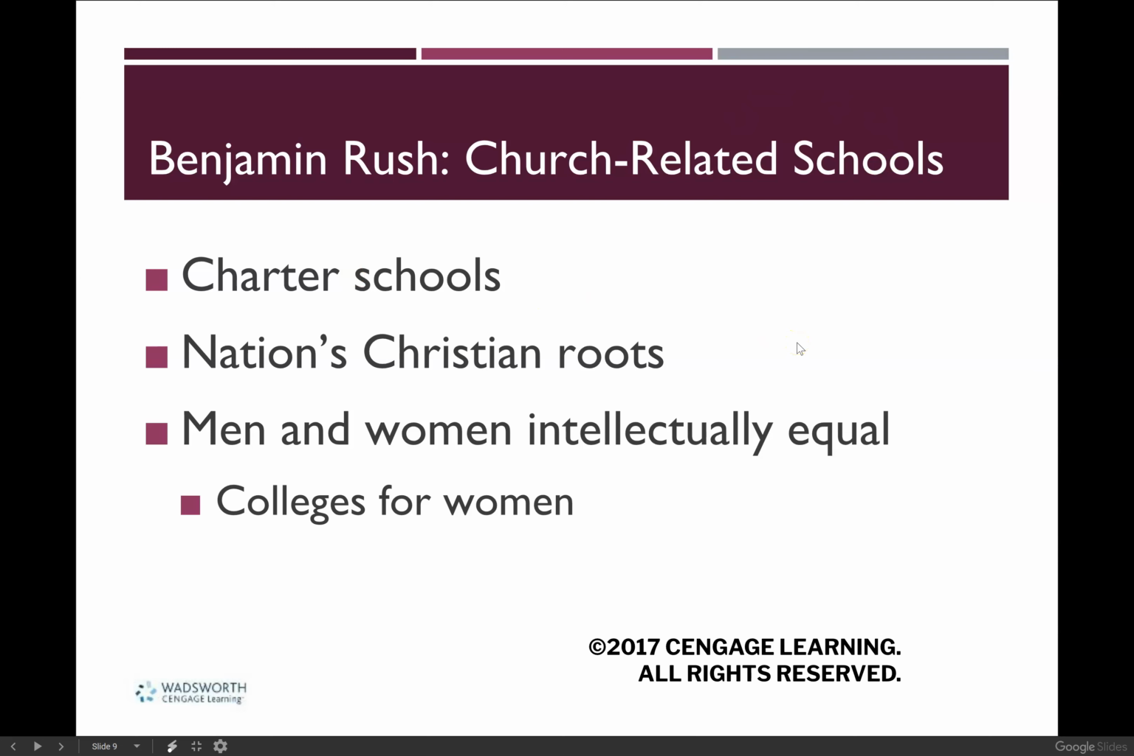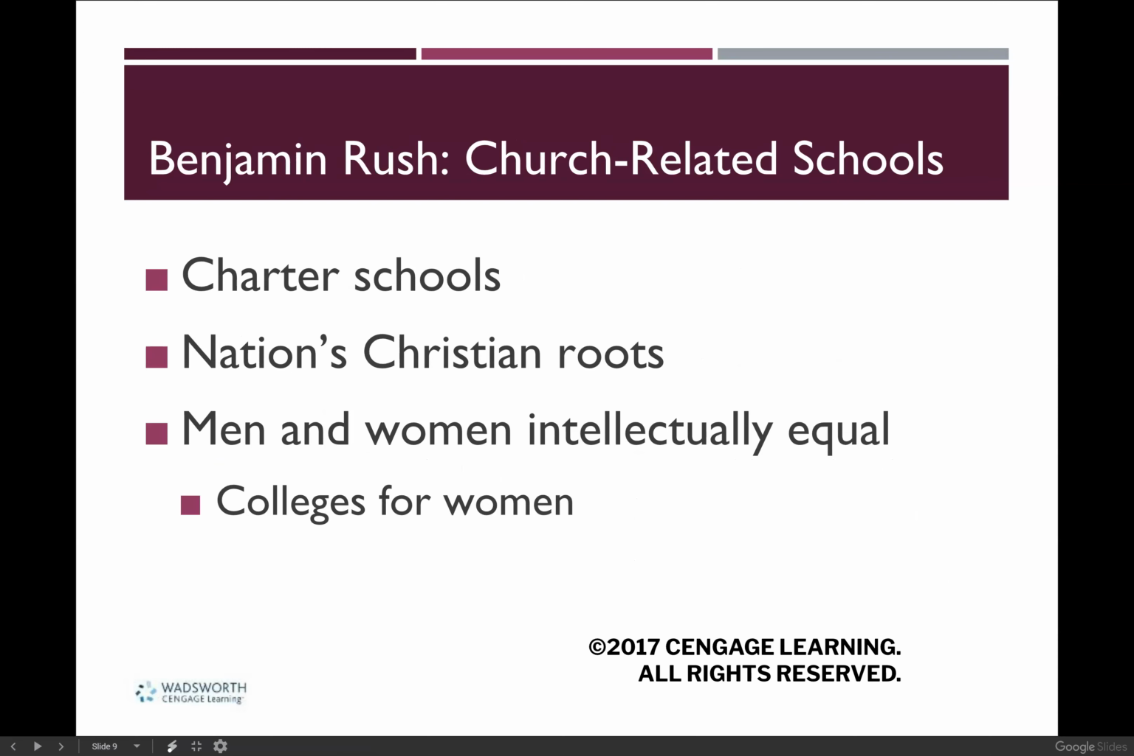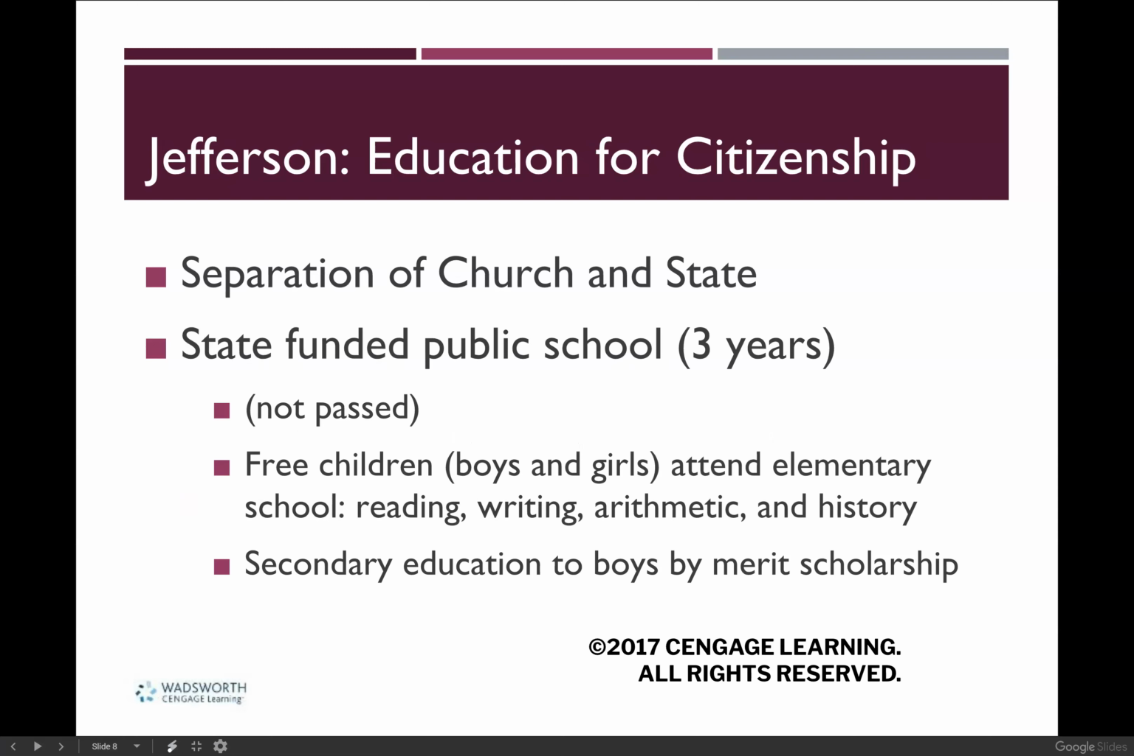Then there was Benjamin Rush, who believed in church-related schools. So he believed that there should be charter schools. And those charter schools should be able to teach the nation's Christian roots. So similar to Jefferson, where Jefferson believed in the church and he believed in the state, but he kept them separate. The difference for Benjamin Rush was he believed in the church, he believed in the state, but he wanted to allow people to combine them if their town wanted to combine them, or if a certain community wanted to combine them in a charter school. He also thought that men and women were intellectually equal and that college should be for women as well. So he was a proponent of college for women. Whereas we can see, Jefferson thought only boys should be educated beyond elementary school.